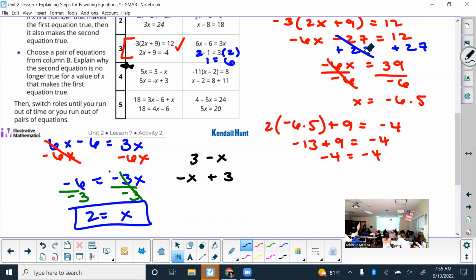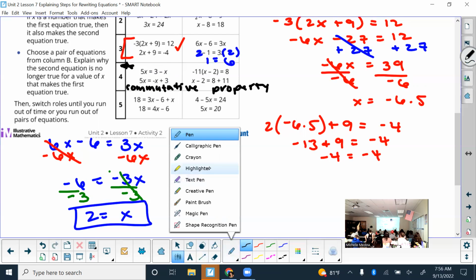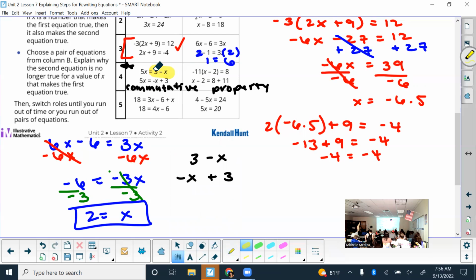I think there's actually a property you can use. I'm not super positive, but I think it's the commutative property. When you can write things in a different order, and it's still the same. Like 90% sure that's the commutative property. Any other questions?